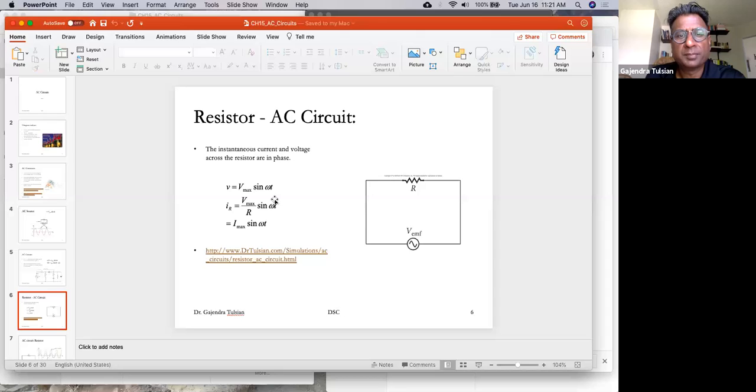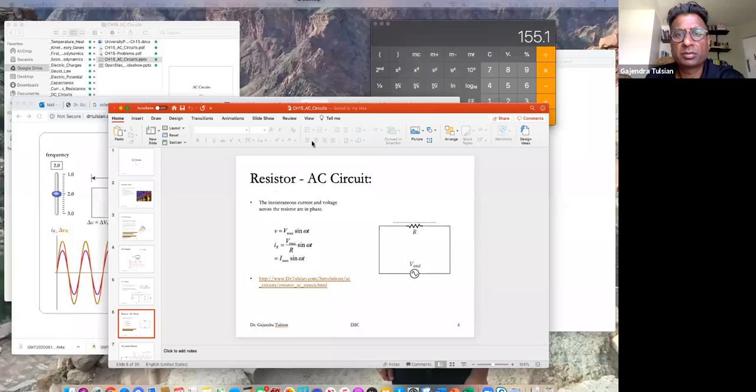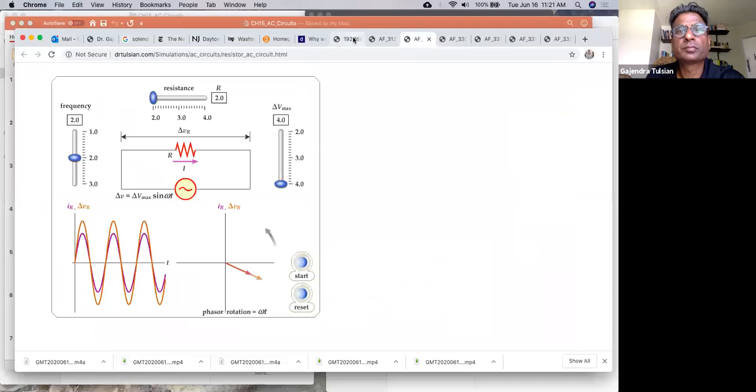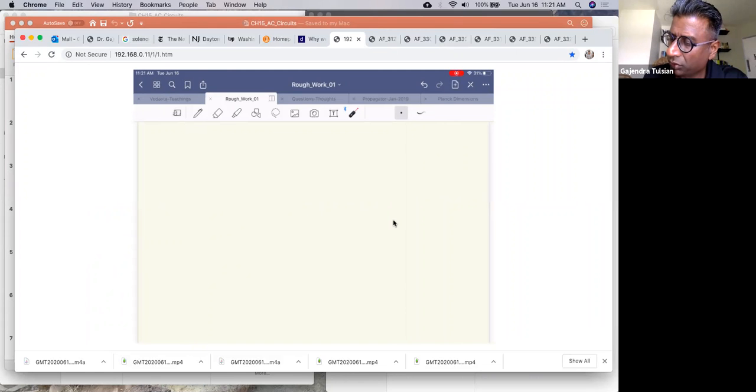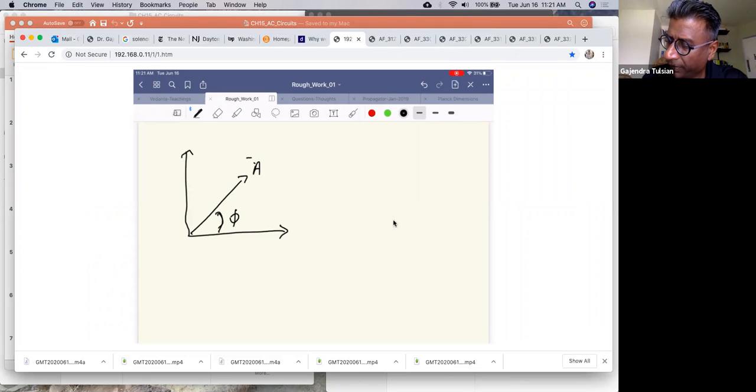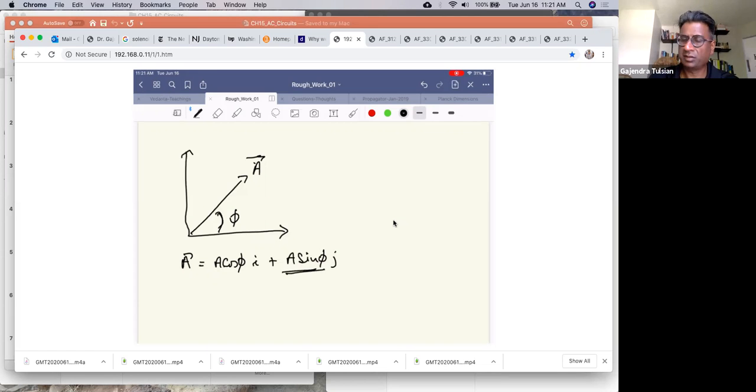Let's first actually go to the chalkboard. So what the phasor diagram does is the following. Let's do vectors first. You remember a vector A. Let's say this is the angle phi, and A is A cosine phi i plus A sine phi j. So the y component of the vector is given by A sine phi.